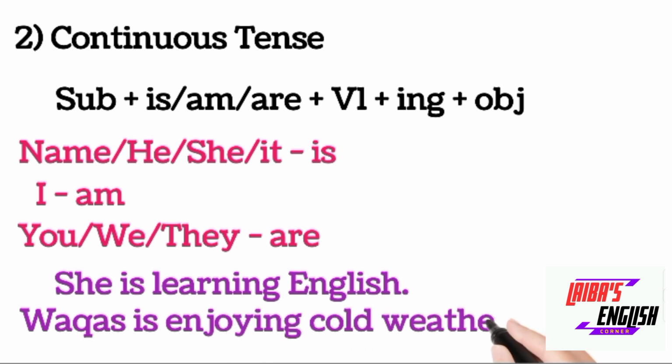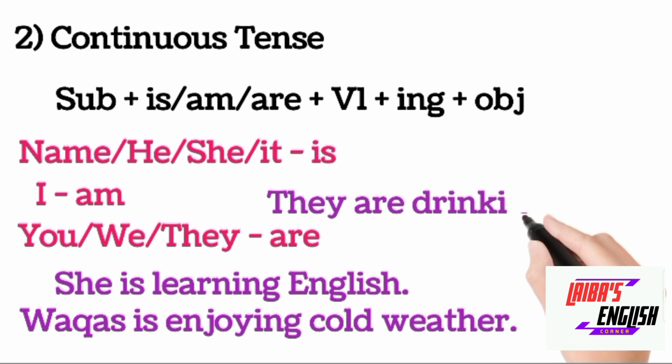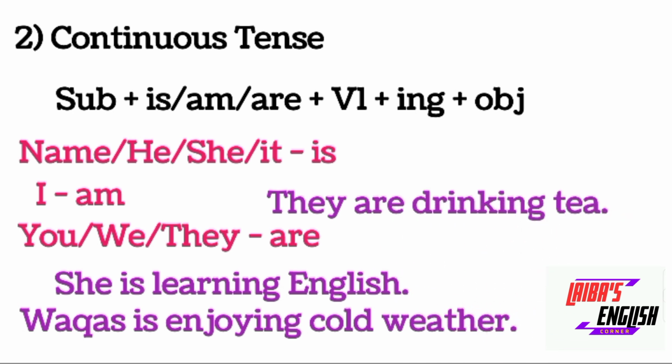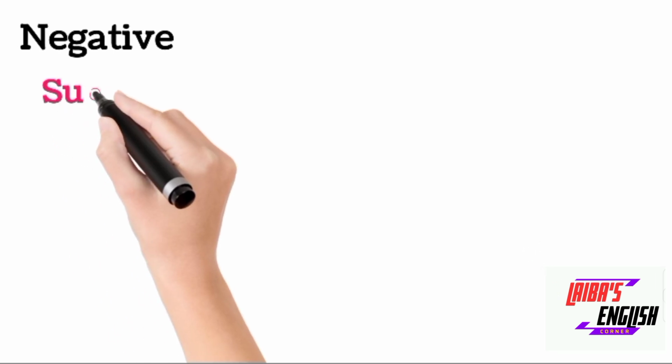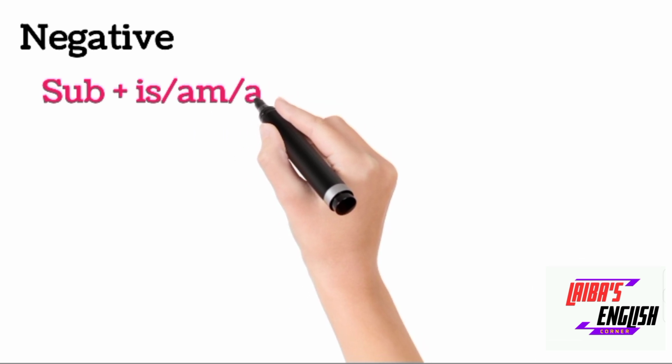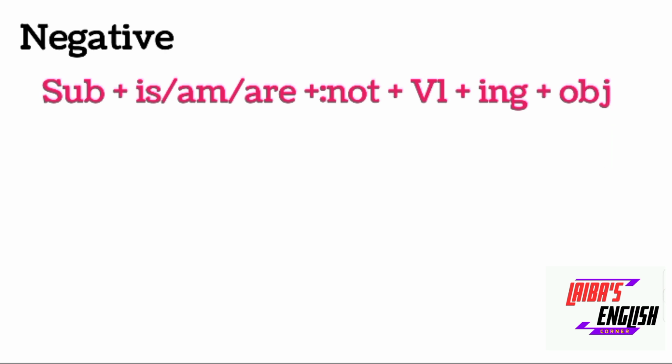Second is, Waqas is enjoying cold weather. Waqas is the name of a boy, with it we use is. Third is, they are drinking tea. With they, we use are. Now we are going to make the negative of this continuous tense. The structure is subject plus is, am, are plus not plus verb first form plus ing plus an object.